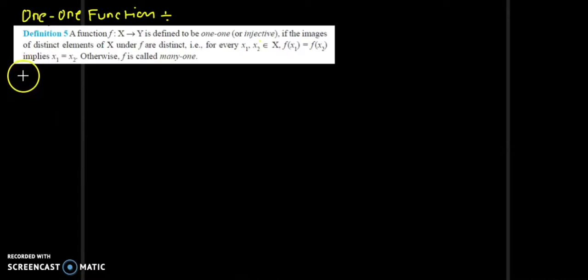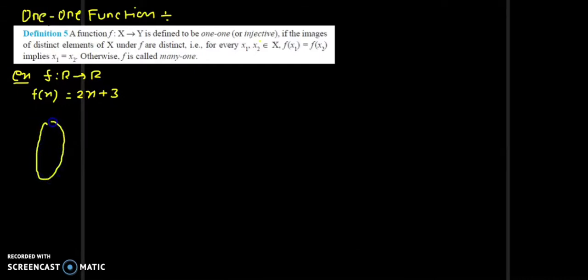First I am taking one example, and I will explain by example so you will be able to understand. Suppose a function f: R to R is defined, real numbers to real numbers. We are taking the function f(x) = 2x + 3. That will be your domain. Domain means input.